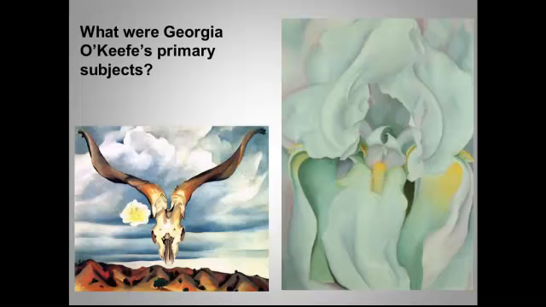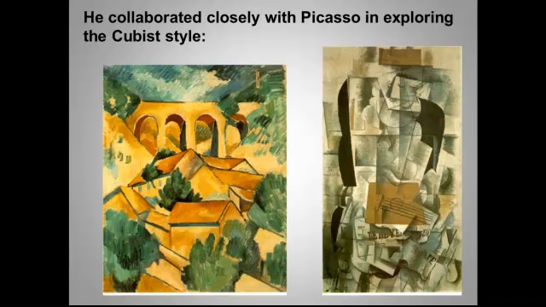What were Georgia O'Keeffe's primary subjects? Well, by the way, she also painted New York City street scenes, but her most famous works were taken from, you see a couple of examples here. This fellow collaborated closely with Picasso in exploring the Cubist style. I've included a couple of his works, and I'll drop the further hint that his name begins with a B.